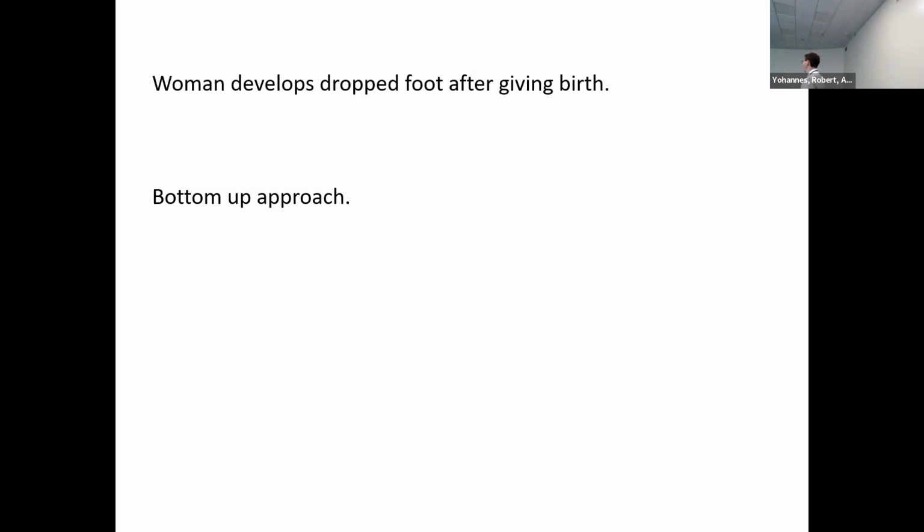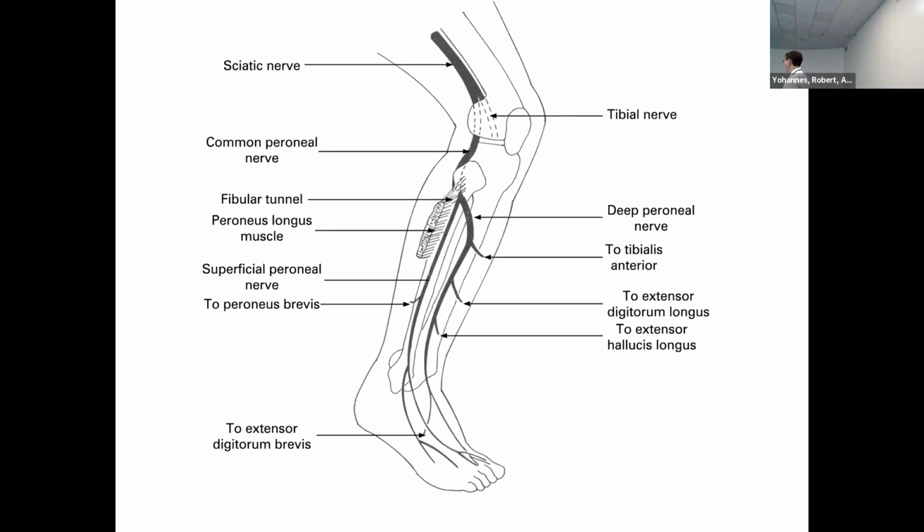So how do we know where the lesion is? Well, the approach is from the bottom up. We first document that there's actually a drop foot. Then we see if it's only drop foot, or the other way around, if we find anything else in addition to the drop foot that cannot be explained just by a lesion of the deep peroneal nerve.